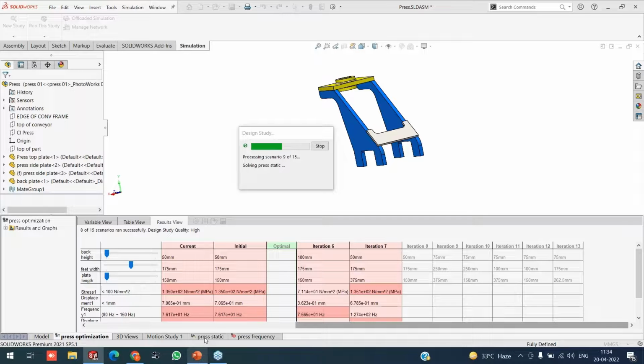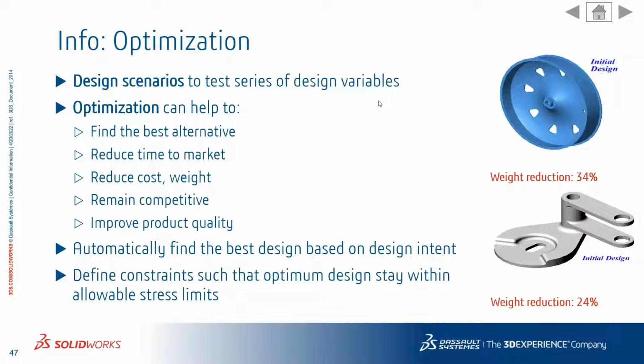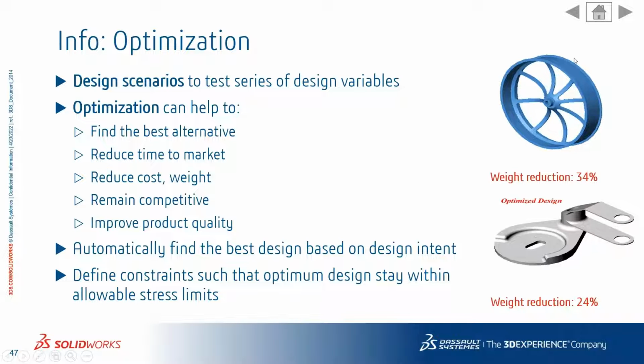We'll have a recap of the optimization benefits. As I said before, to find the best alternative design, optimization is the best tool for the design. Once the design is completed, this will be a better one. So these are the two types of analysis study I would like to share with you today.